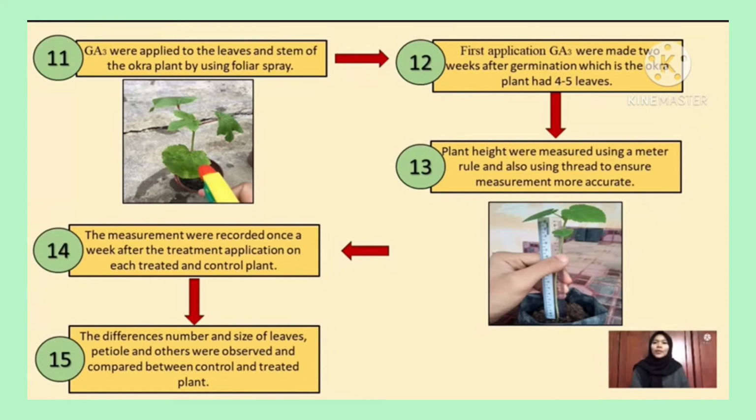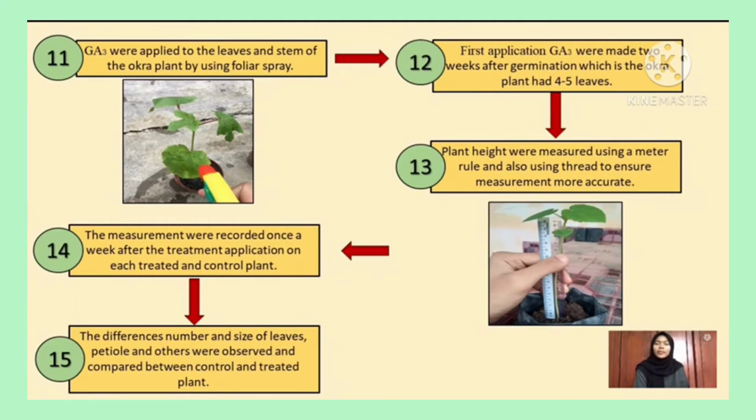Plant height was measured from above ground of the flower pot up to the uppermost tip of the leaf apex. Both okra plant heights were measured using a meter rule with the aid of a thread to ensure the measurements were more accurate. The measurements were recorded once a week after the treatment application on each treated plant and control plant.